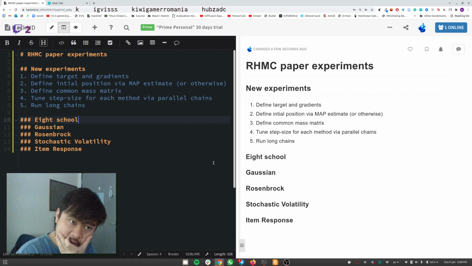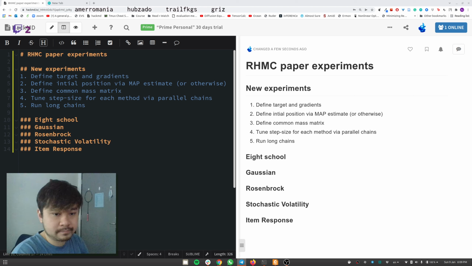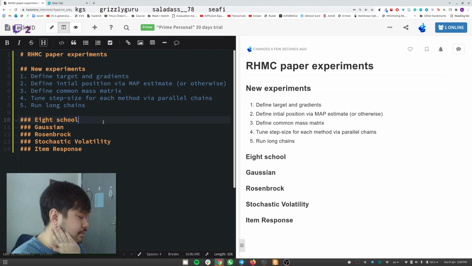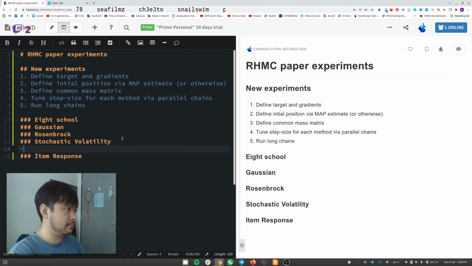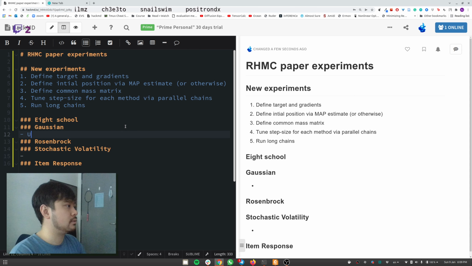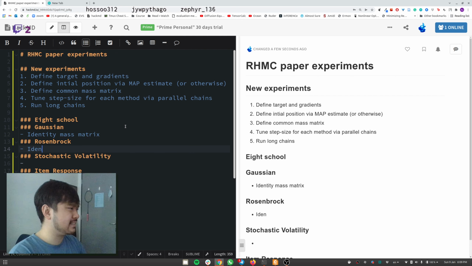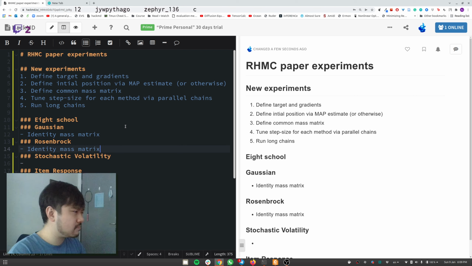How do I want to do this? So I can either use a mass matrix or not. So for these two, let's use a mass matrix. So I mean, okay, this is definitely... can't spell. Rosenbrock, I think identity is fine.